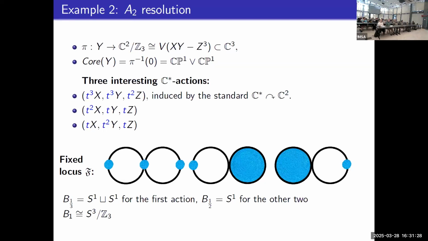They're of course going to give you different fixed loci. So the first action is going to have 3 isolated points. Second and third are going to have this CP1. And then to get a spectral sequence, we need to know these columns, so these S1 orbits. How do you get those? Well, of course, you know that one periodic orbit is going to be the whole hypersurface. So that's here, some lens space, S3 divided by Z3.